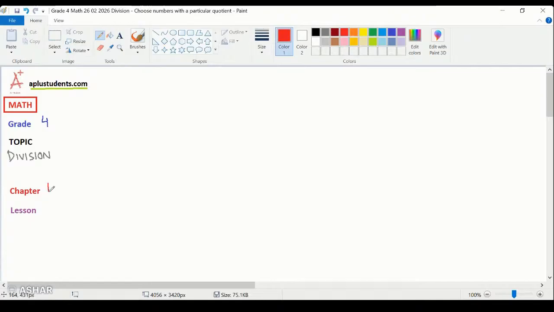Chapter number 11, lesson number 8, and the name of the lesson is choose numbers with a particular quotient. Let me explain what a quotient is. Okay, let's go to grade 4 maths, chapter number 11, lesson number 8.